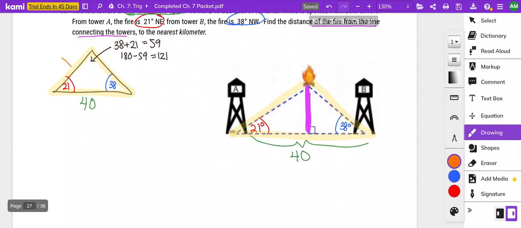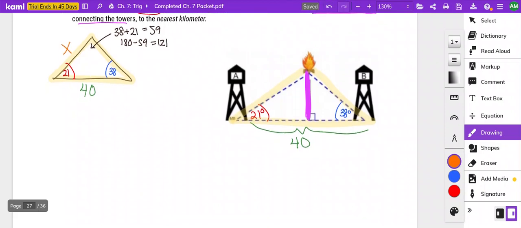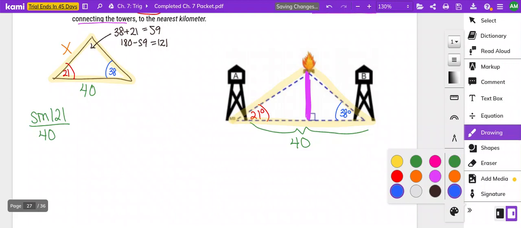So I'm just going to put my x back over here, and I'm going to use law of sines. Law of sines says that the sine of an angle, so the sine of 121, oh my goodness, it's lagging. Let's try that again. The sine of 121 over its opposite side is equal, or is in the same ratio as the sine of another angle over its opposite side. And again, we're looking for opposites. So I'm going to use the sine of 38 because it's opposite the side that I want.